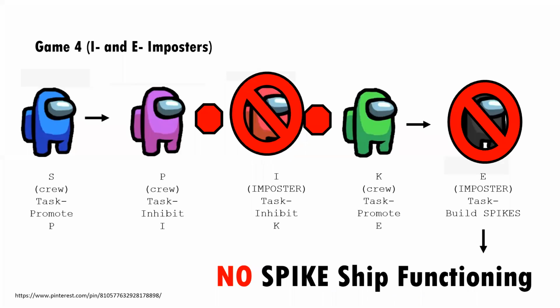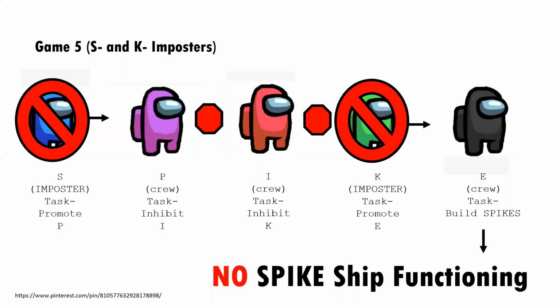Game 4 has two imposters, I and E. I no longer inhibits K from promoting E, but E cannot function, and therefore E can no longer produce spikes for normal function. Game 5 also has two imposters, S and K. K can no longer promote P, which would inhibit I. I can then inhibit K, but K is also not functioning, and therefore cannot promote E, which prevents spikes from normal function.